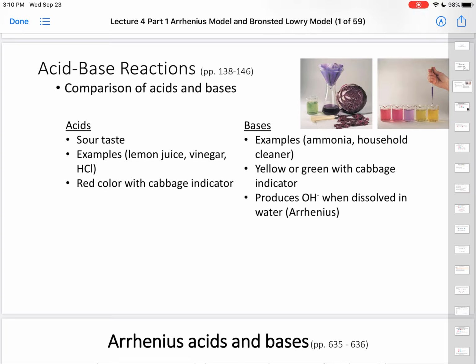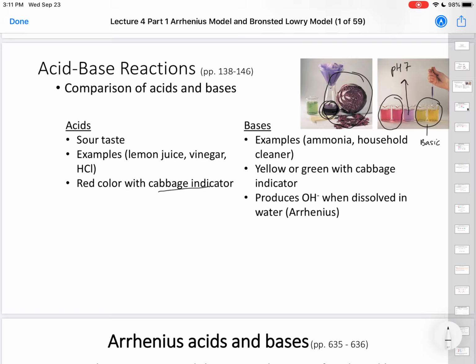When we talk about the cabbage indicator, what we're saying is we take some purple cabbage, we blend it up in the blender, we filter out the fibers, and we end up with this purple juice. This purple juice is at pH 7, but when you add an acid to it, like lemon juice or vinegar, you will end up with something pink or red. This is obviously the neutral pH 7. And then if you have a base, oftentimes it will be yellow like this. So these are basic solutions.